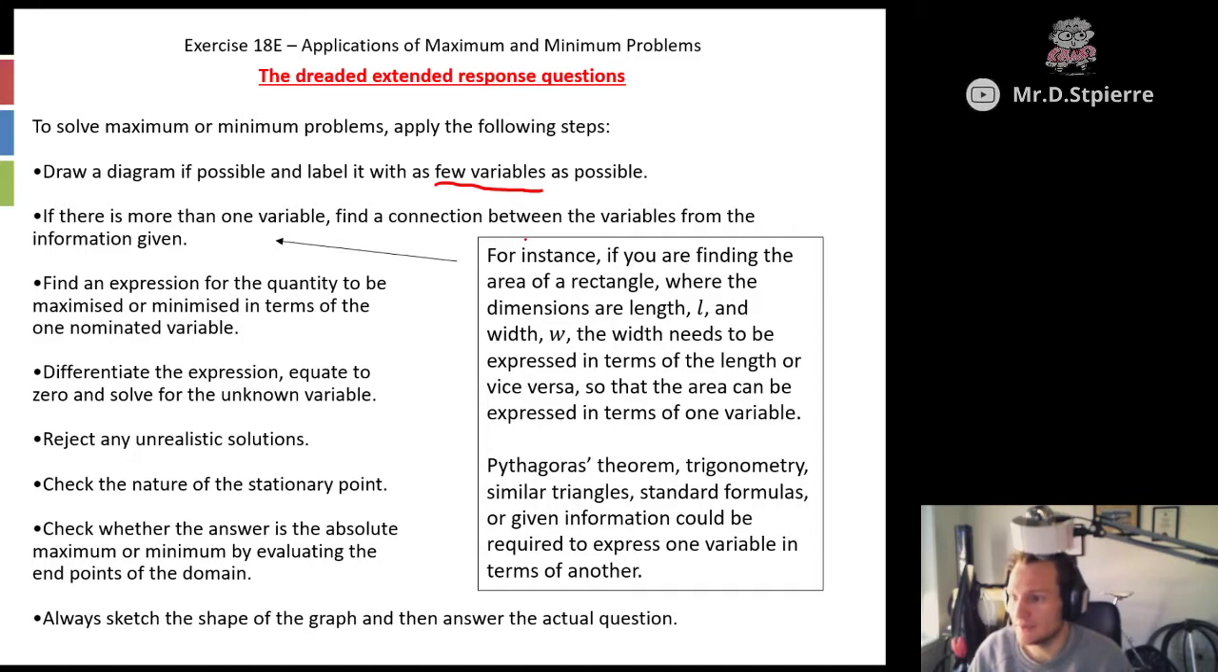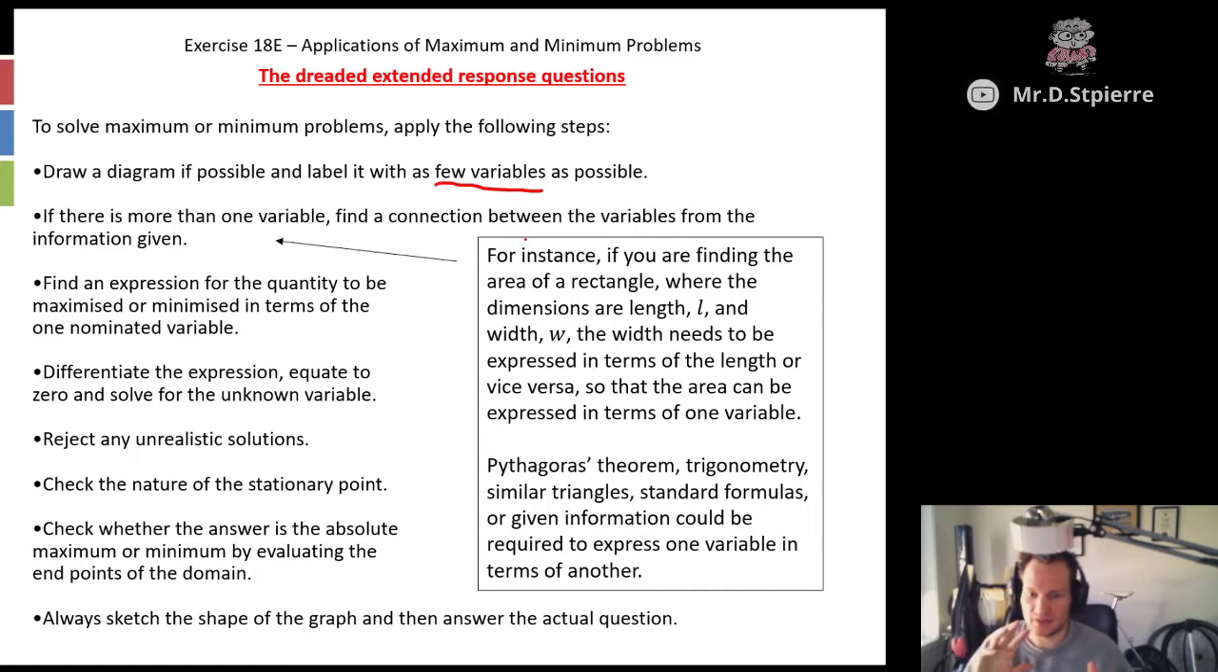As it says, if there is more than one variable, find a connection between the variables from the given information. So a lot of the problems deal with a mix between perimeter and area. So you're told something about perimeter, you're told something about area, and because of the connection between them, you can do a substitution and get rid of some of your variables.